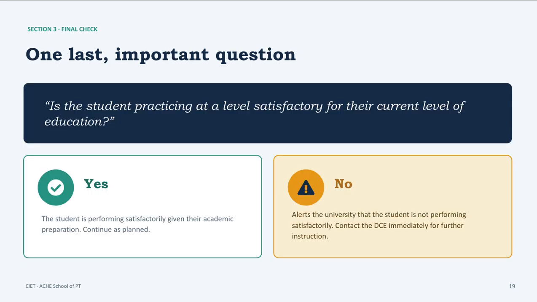At the bottom of the global rating scale, you will see a question asking if the student is practicing at a level satisfactory for the current level of education. This provides a final indication of satisfactory performance given the level of academic preparation using a simple yes or no. Selecting no alerts the university that the student is not performing at a satisfactory level and should result in your immediate communication with the DCE for further instruction.